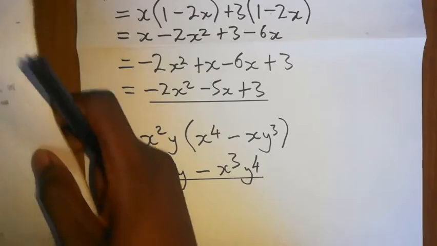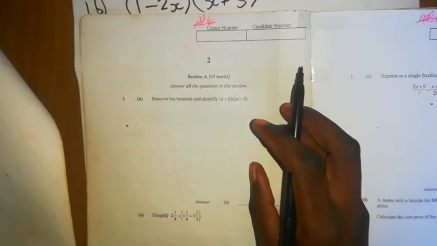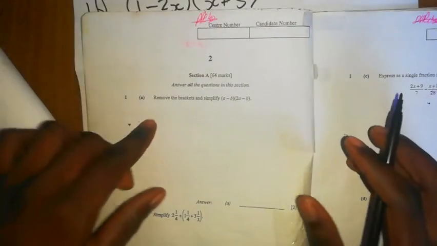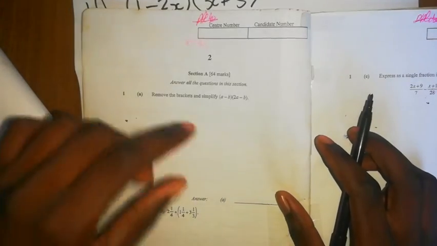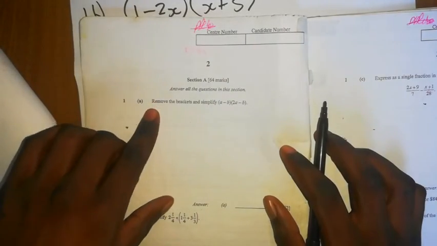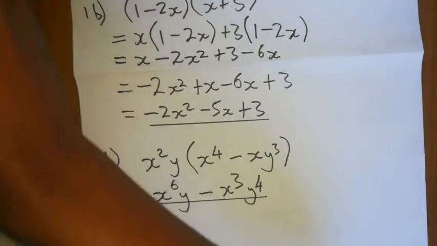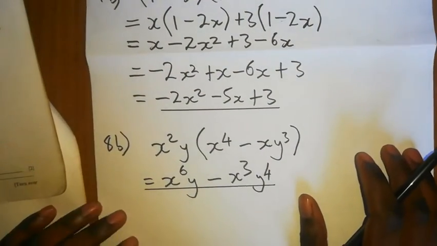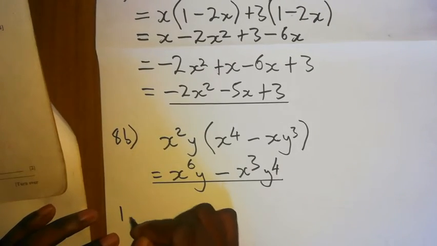I have got November 2016. There is the question. Remove brackets and simplify. Keep in mind the terminology of expansion. How do you realize that this is expansion? They use such terms: remove the brackets and simplify. So we're now doing November 2016. That is number 1A.